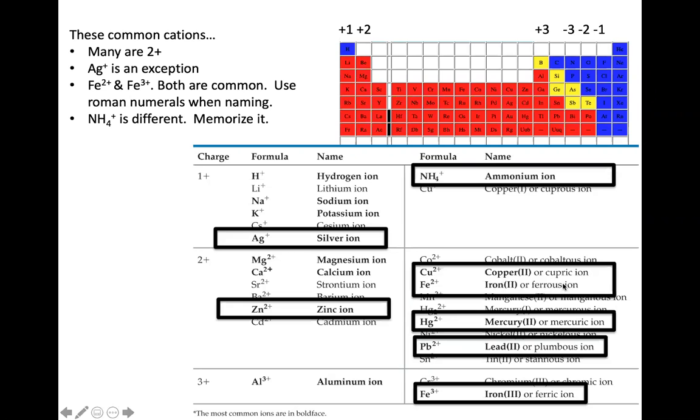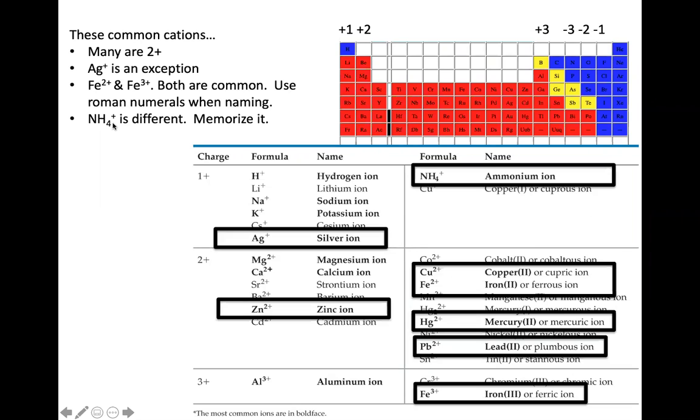There's also this naming that goes with it, this ferrous one. We're not going to have you use that. So if you know how to use the designation with the Roman numeral to designate the charge, you're in good shape, and that's going to be relevant for both iron 2 and iron 3. The only one that I see on here that's somewhat different within that is NH4 plus.